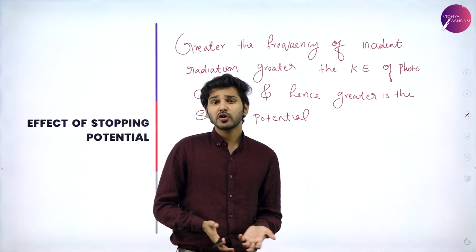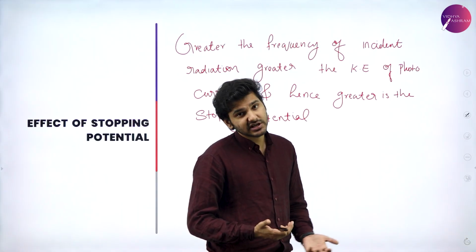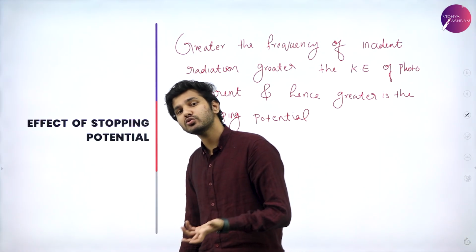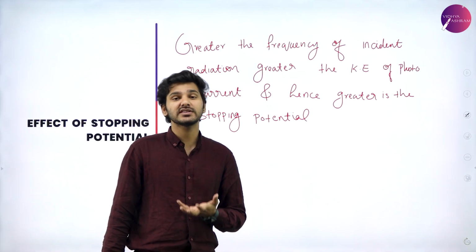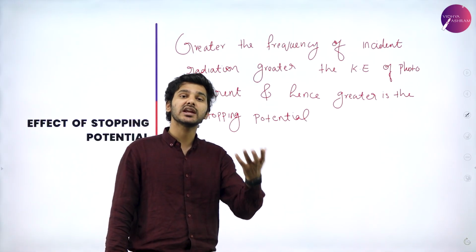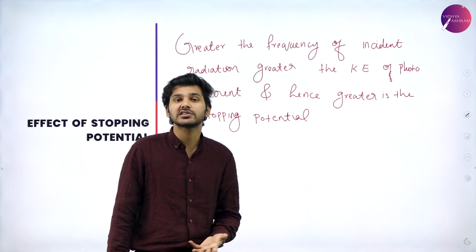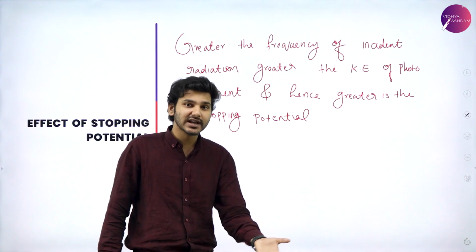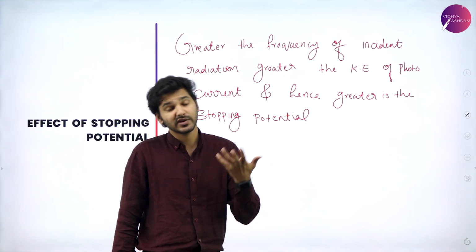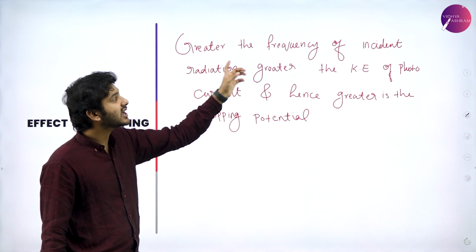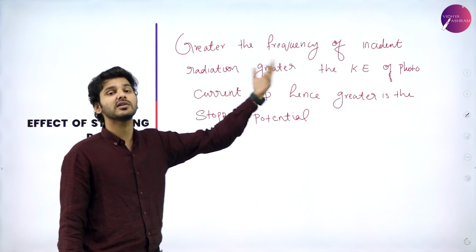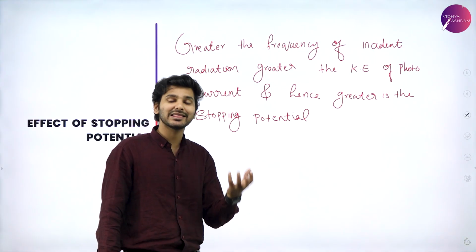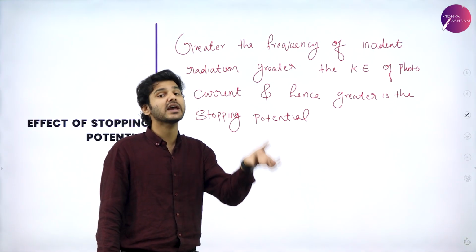So again, we learned about what stopping potential is. Now we are going to learn about its effect on the photocurrent. You know that when the incident radiation has a higher frequency, the energy is automatically higher, which means that the kinetic energy imparted to the electron will also be higher. So we can just say that greater the frequency of incident radiation, greater will be the kinetic energy of the photoelectrons, which means that the electrons in that particular system will have more energy.